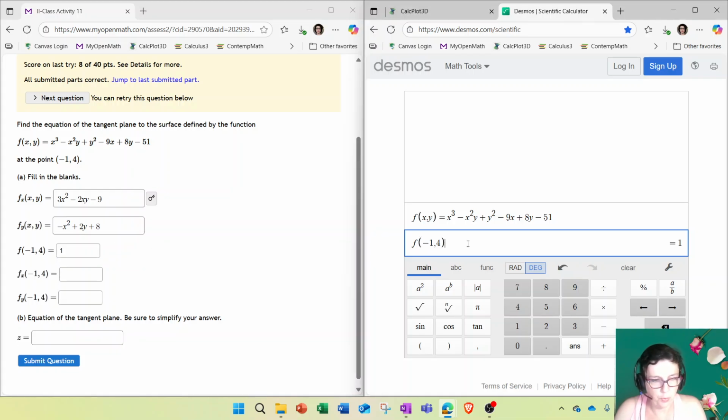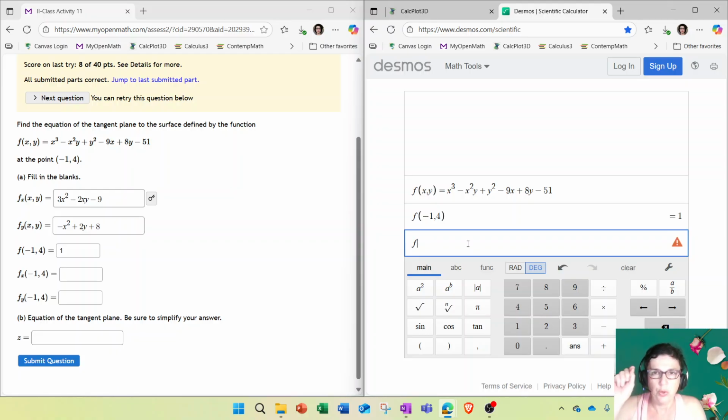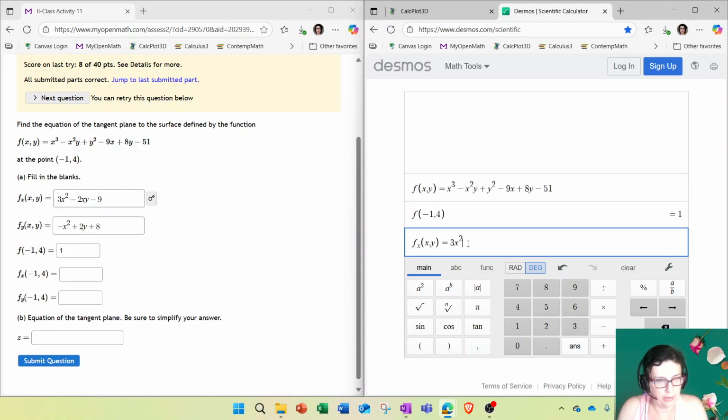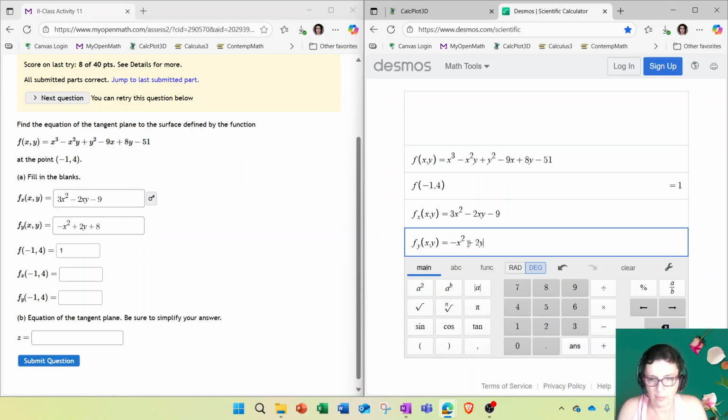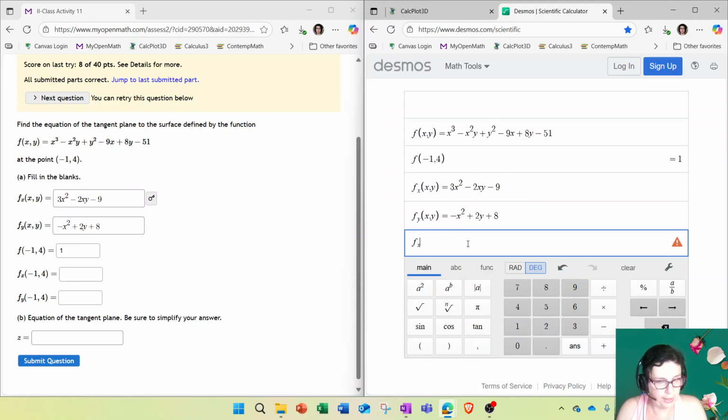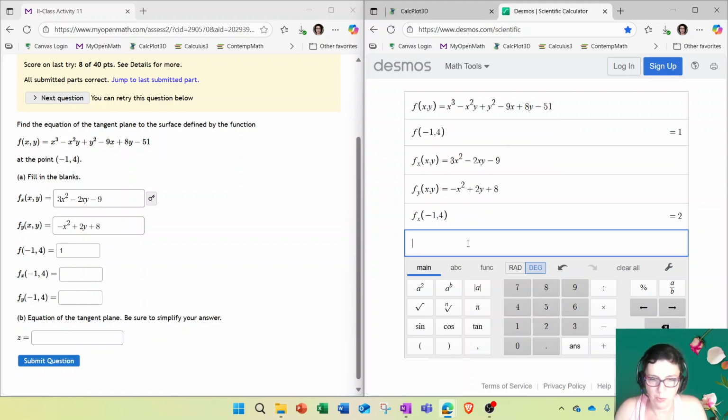Okay, next we want the partials. So we're going to type fx. Now to type fx, you have to do a subscript, and a subscript is shift minus. Then you type the little x, xy. I mean, you can call it g of x, right? But I just like to call it whatever it is, so that I don't get confused what's what. And then fy also, I'm going to type that in here. And now I want to plug in the point -1, 4, in both partial derivatives. And so I got 2 and I got 15.